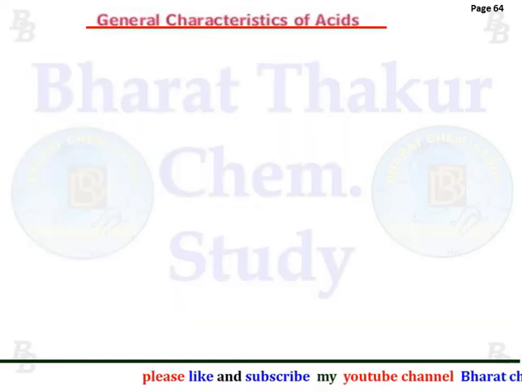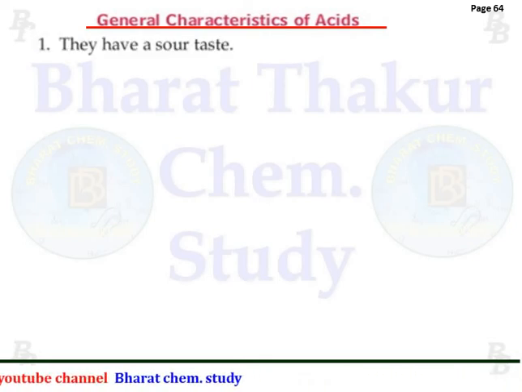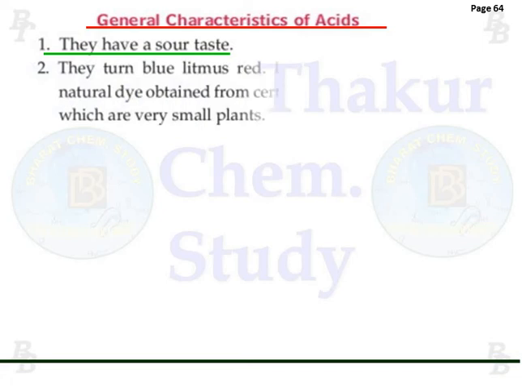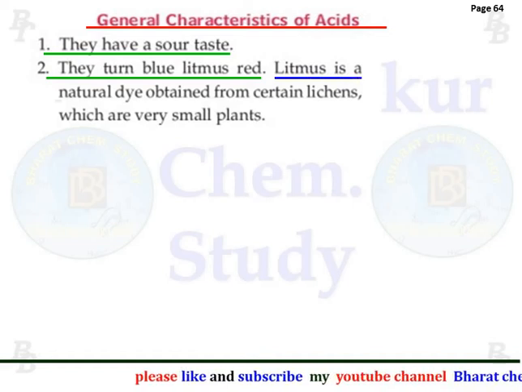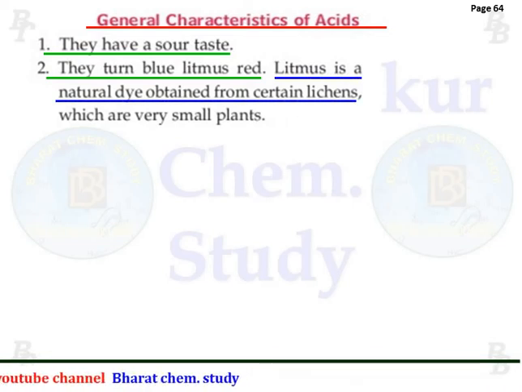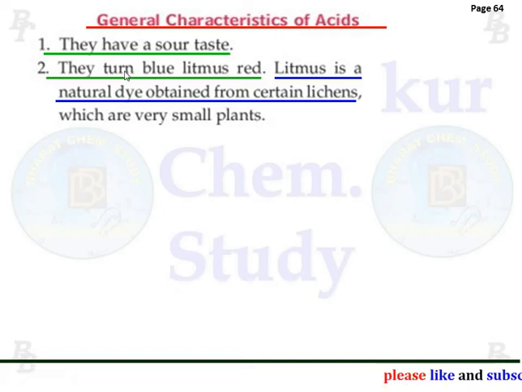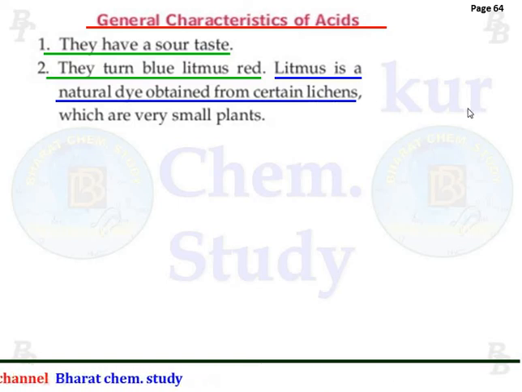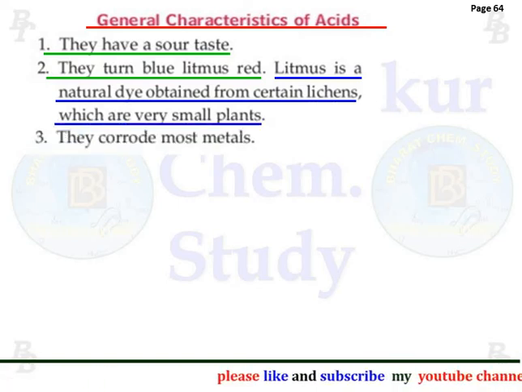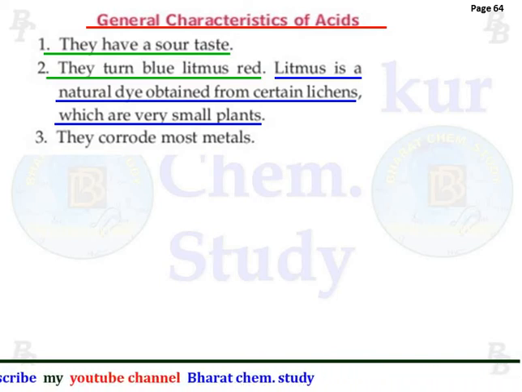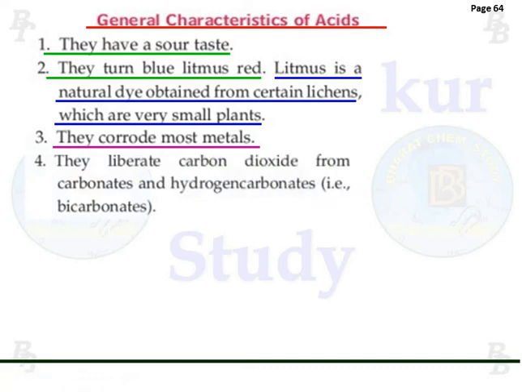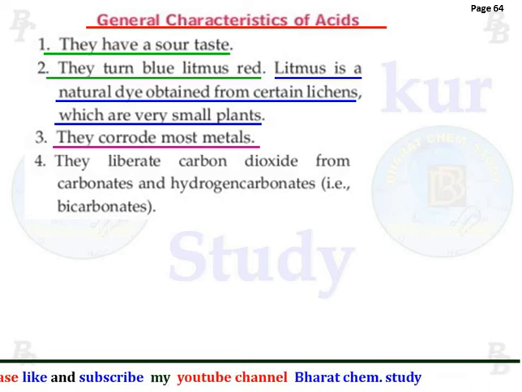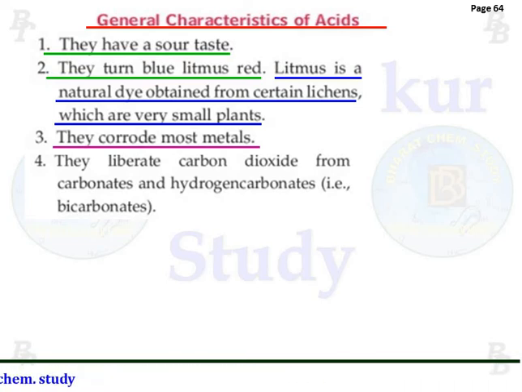Now let's study the general characteristics of acids. First, they are sour in taste. Second, they turn blue litmus red. Basically, litmus is a natural dye obtained from certain lichens, which are very small plants. So this is your general knowledge that litmus is obtained from a plant called lichen. Third, they corrode most metals. That means when acids react with metals, they corrode them. Fourth, whenever acids react with metal carbonates or metal hydrogen carbonates, they produce carbon dioxide gas.